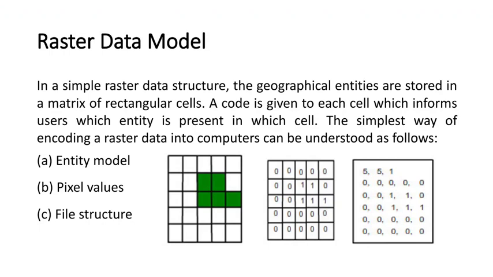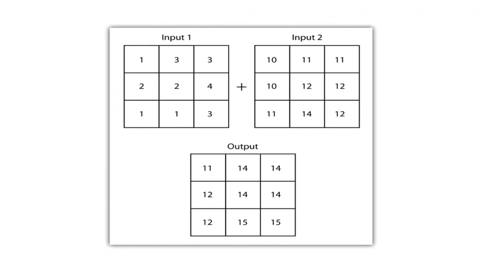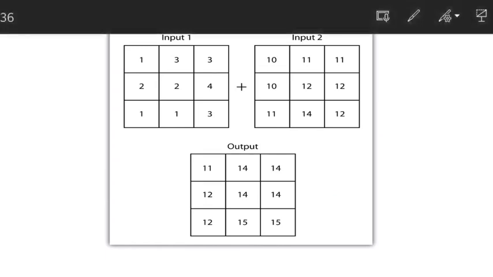So it is similar to pixel value; the only difference is in the first row there is 551. 5 means 5 rows, 5 columns, and 1 means the maximum pixel value is 1. Here is another example, where we are combining two raster data sheets and getting the output. We are just adding the different overlays, and finally we are getting the output. So 1 plus 10 is 11, 3 plus 11 is 14. Similarly, all the cells' data values are added.